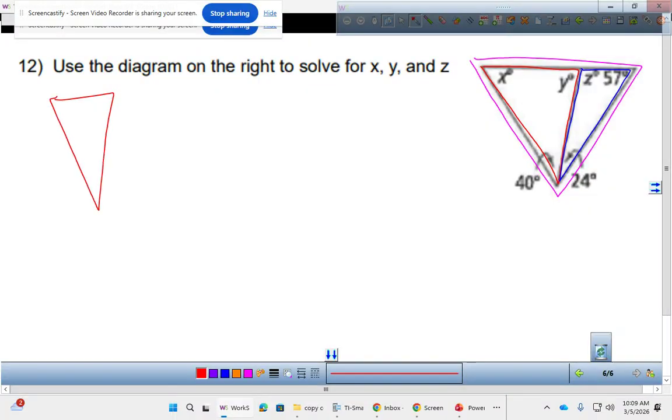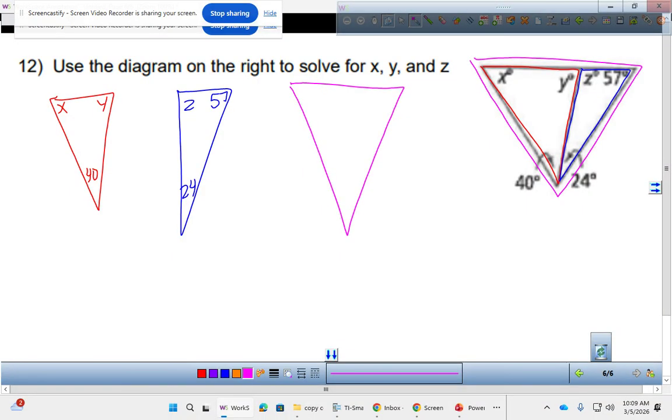So here's my red. I've got an x, a y, and a 40. Here's my blue. I've got a z, a 57, and a 24. And then my pink is my big one. So the left upper hand corner is x. The right upper hand corner is 57. And the bottom is both 40 and 24 combined, so it's a 64-degree angle. Just know that in math, you can't solve an equation with two unknowns. So the only one of these three triangles I can't work with right away is the red one.